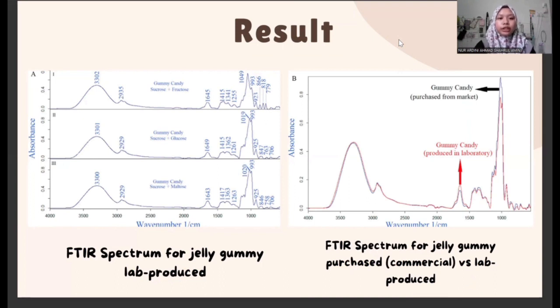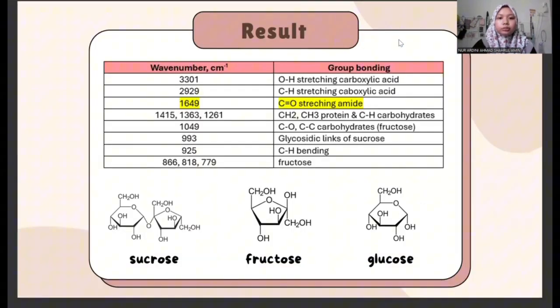Assalamualaikum, my name is Nur Ardini, and for the results, the first spectrum below shows the three types of jelly candy that were produced in the lab. The first one used sucrose plus fructose, the second one sucrose plus glucose, and the third one sucrose plus maltose. The second spectrum compares the jelly gummy produced in the lab with the jelly gummy bought at the market.